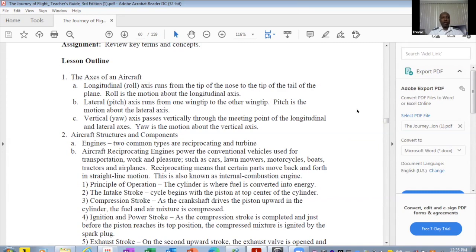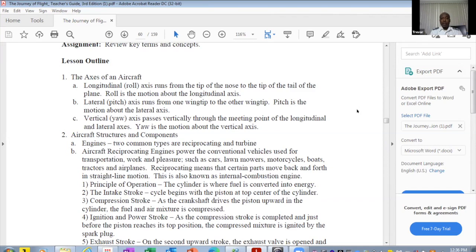So the longitudinal axis is an imaginary line that runs from the nose of the aircraft to the tail of the aircraft. So it's like a line through the aircraft, and movement around the longitudinal axis is called roll. And we accomplish roll by using the ailerons, those flaps at the end of the wing, one moves up, one moves down. So when you move the yoke or the control column left or right, like a car steering wheel, you're actually rolling the aircraft into a turn or into a bank. And that bank is caused by the aileron, and you're moving around the longitudinal axis.